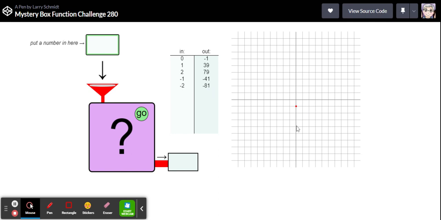The slope is a positive 40, and the y-intercept is -1. So that's my hunch. So let me write that function out. So that'd be f of x equals 40x minus 1.